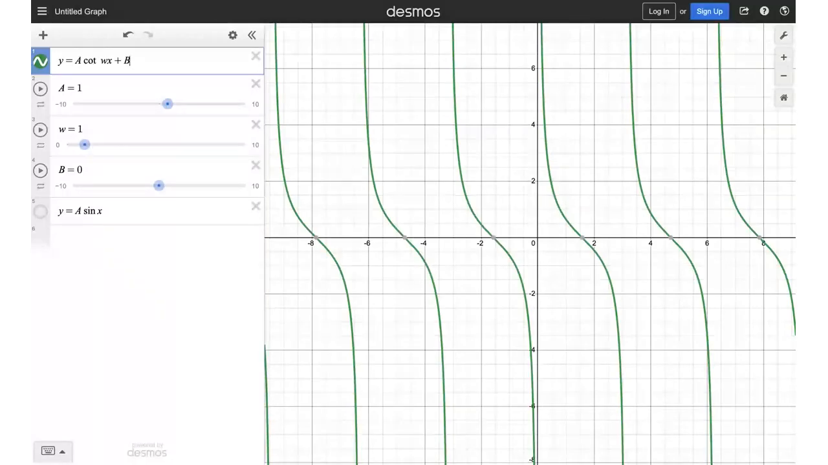And let's take a look at the nice Desmos version. There it is. Y equals cotangent x.